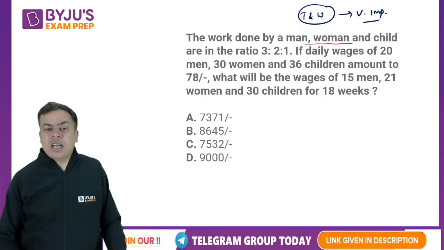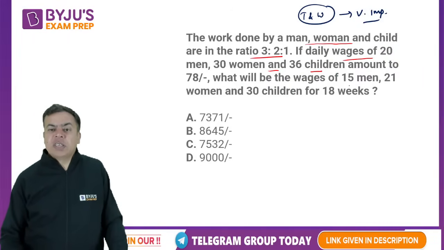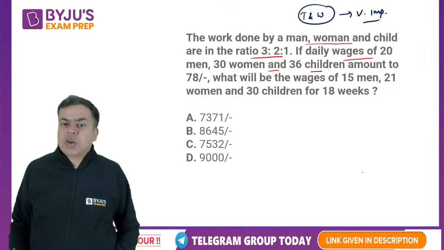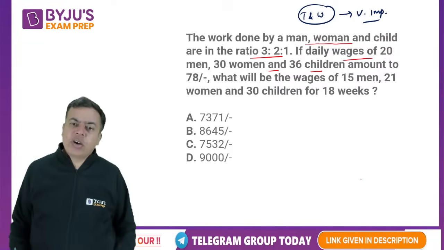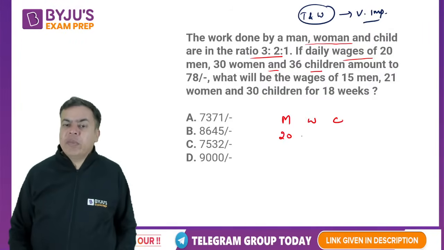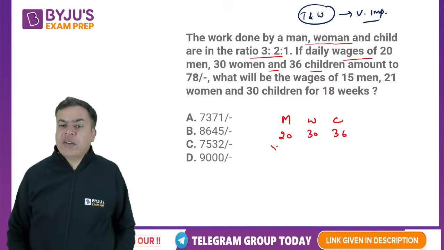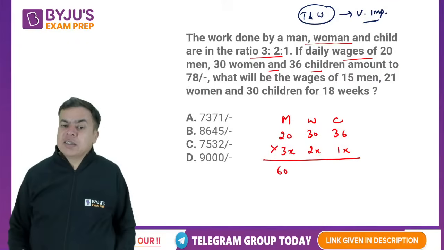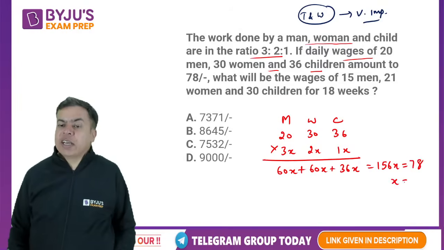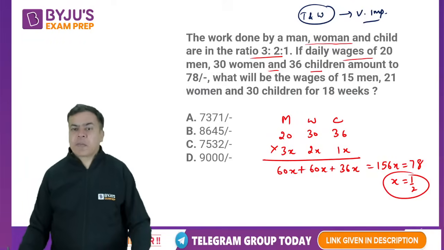The work done by a man, a woman and a child are in this ratio. If daily wages of 20 men, 30 women and 36 children amount to 78, what will be the wages of 15 men, 21 women and 30 children for 18 weeks? The default assumption is that wages are according to the work done. So if there are 20 men, 30 women and 36 children, working 3x, 2x and 1x, they must be earning 60x, 60x and 36x, which totals 156x, which is 78 rupees. So x is 1/2 rupee.